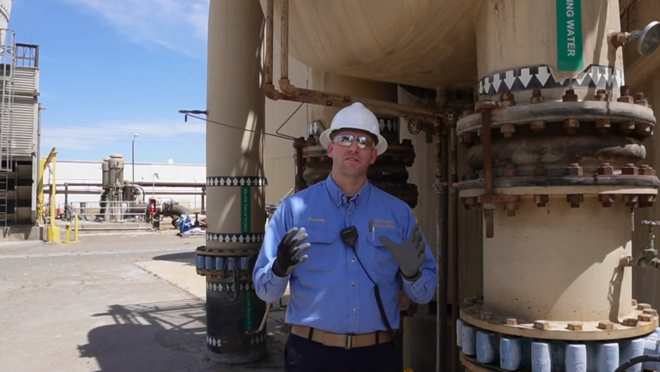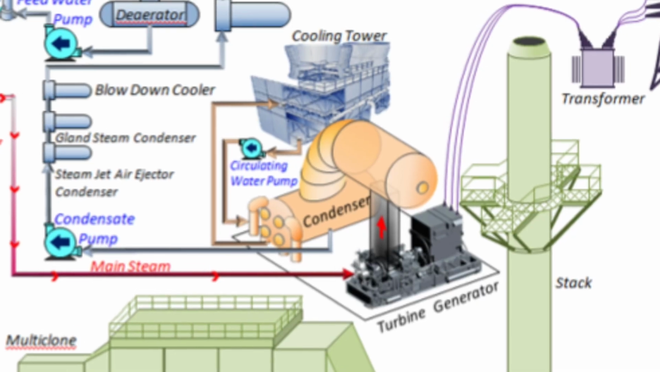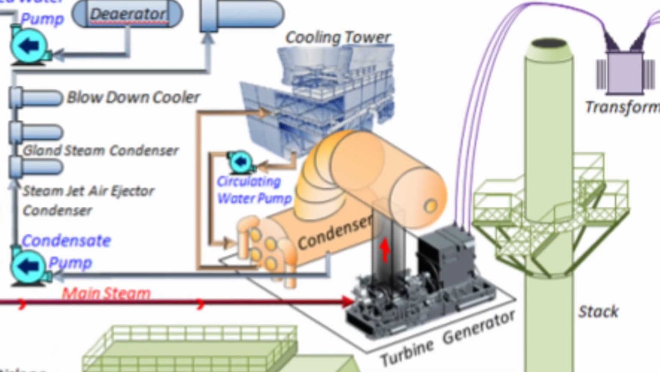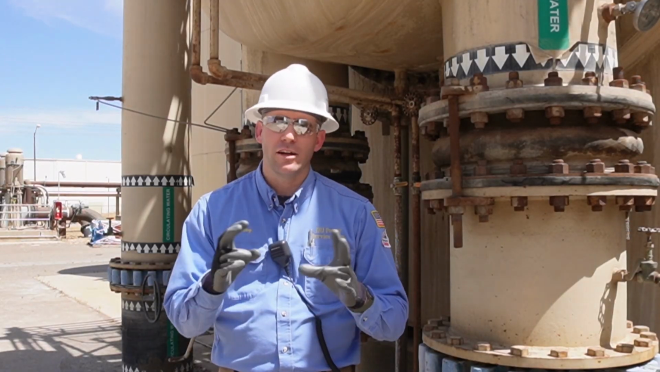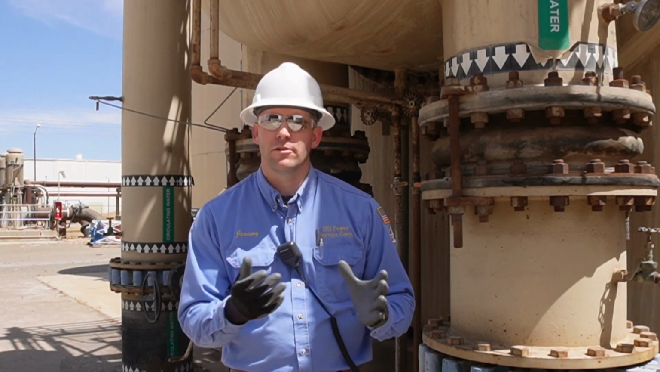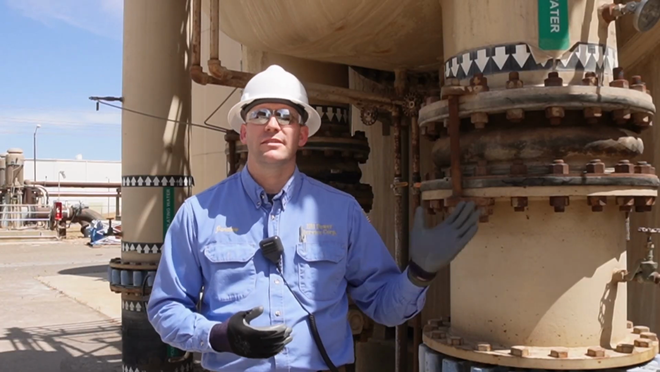Now, if you remember from our steam cycle video, the condenser is responsible for cooling and pulling all the heat from the steam after it's left the turbine. That steam then condenses back into condensate, which is just the purest form of water located in the hot well, and then reused throughout the cycle.